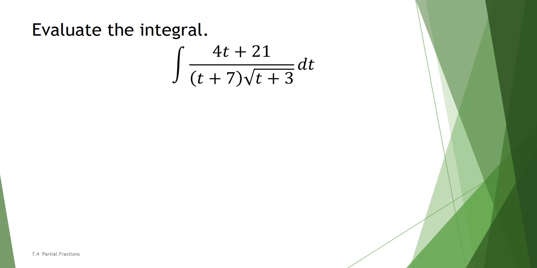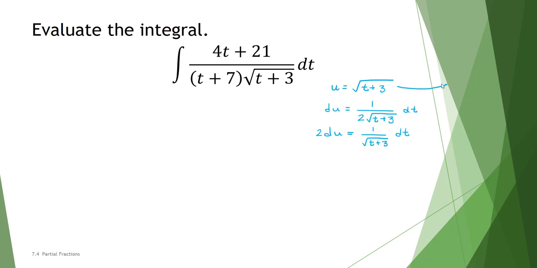Here's an integral we can evaluate using partial fractions, even though it doesn't initially appear to be a rational function. We will start by substituting u equals the square root of t plus 3. Then du is 1 divided by 2 square root of t plus 3 dt, or in other words, 2 du is equal to 1 over the square root of t plus 3 dt.